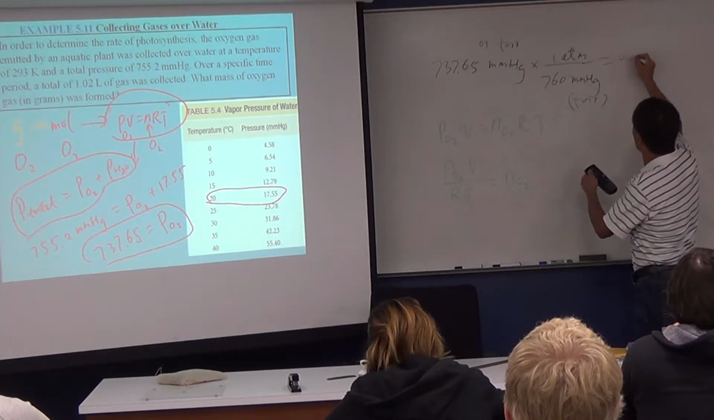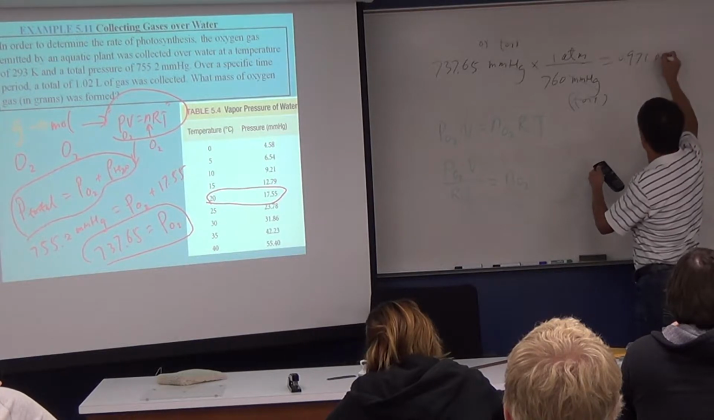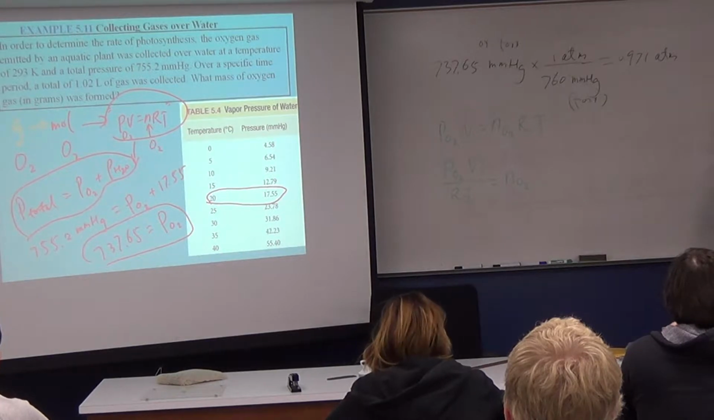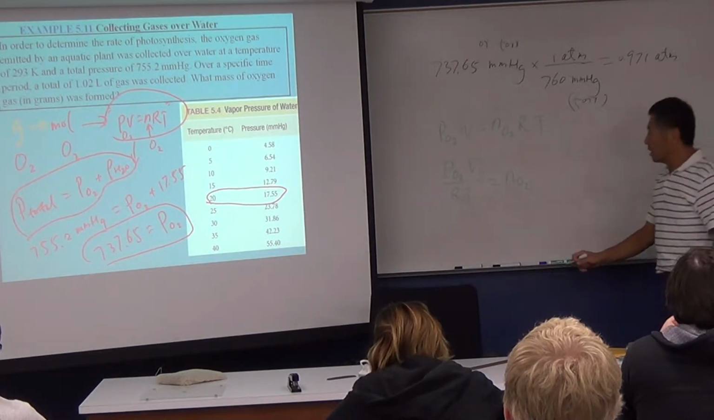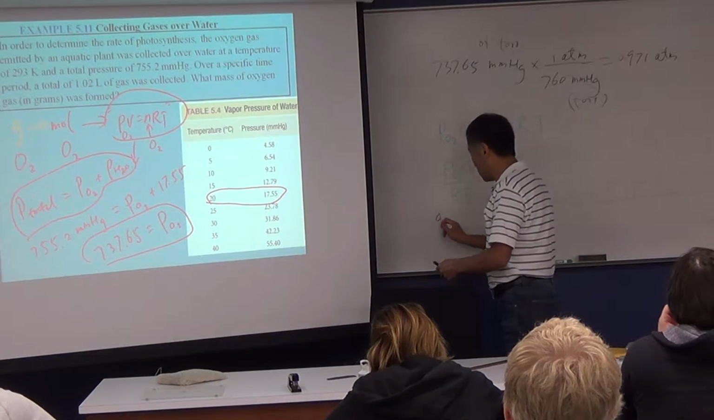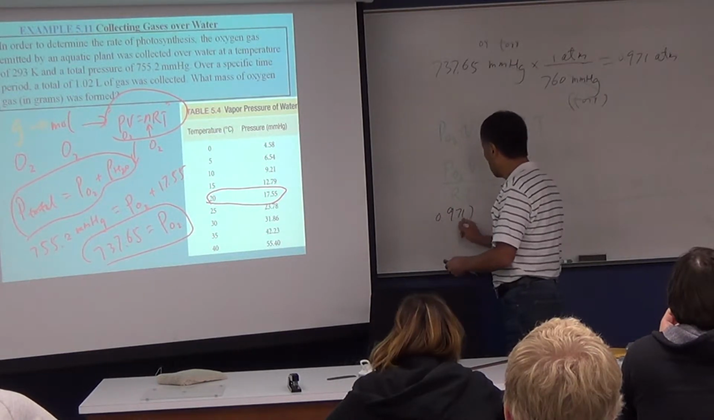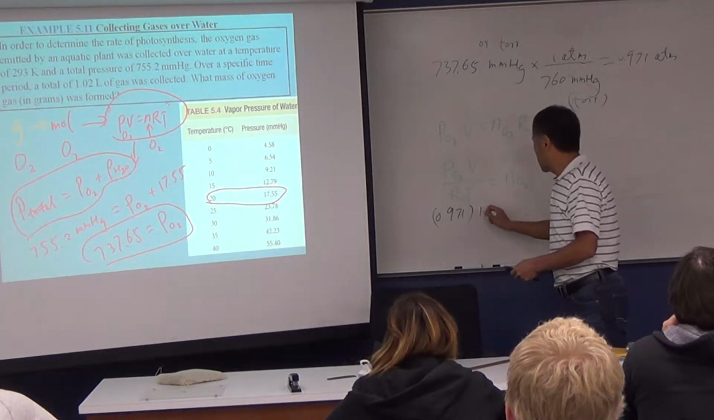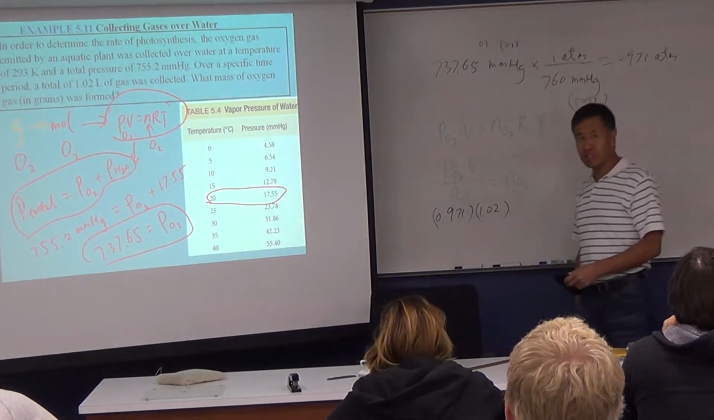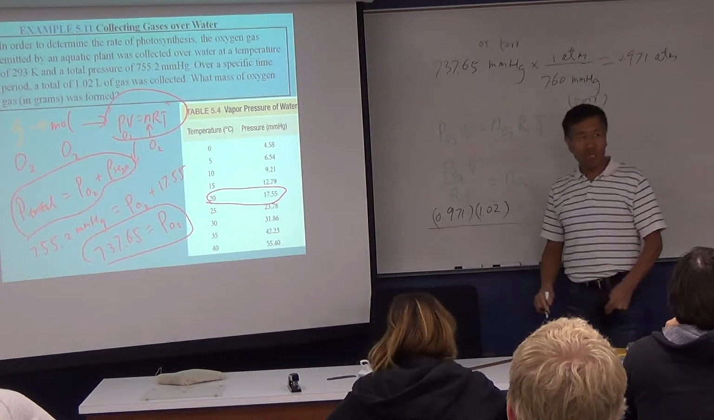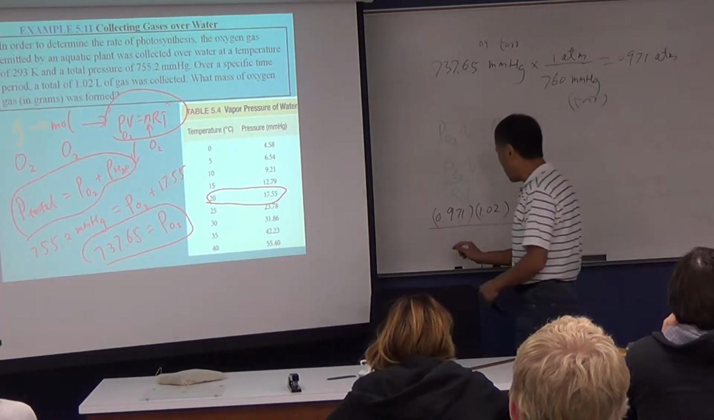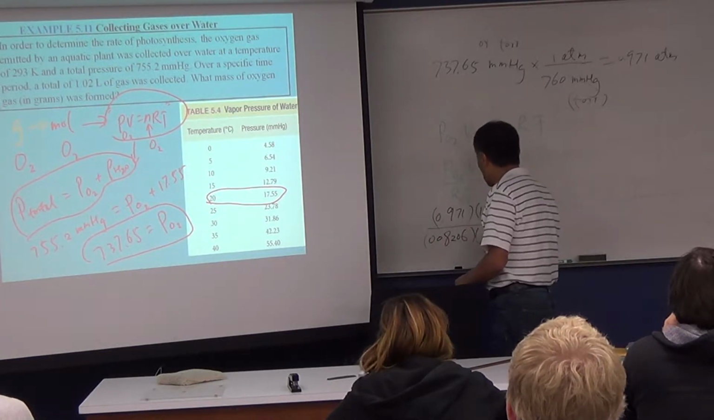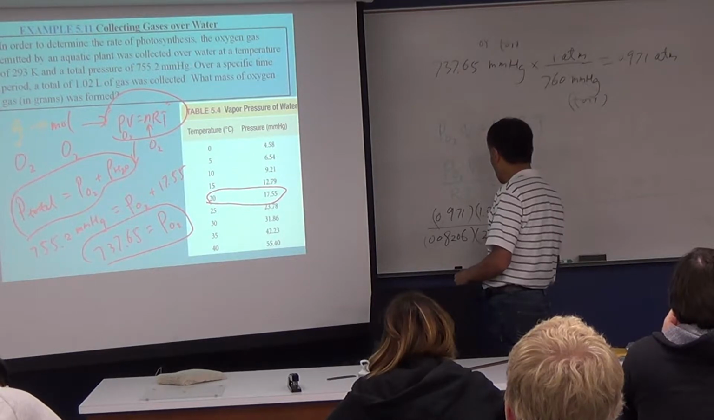So 0.971 ATM. Now you get that number, right? Which is the partial pressure of O2. Okay. Now let's substitute here. 0.971. Right? And what is our volume? 1.02 is our volume in liters. Okay. And if you use ATM and liters, then you know the number for R is 0.08206. And temperature should be in kelvins, right? We have 293.